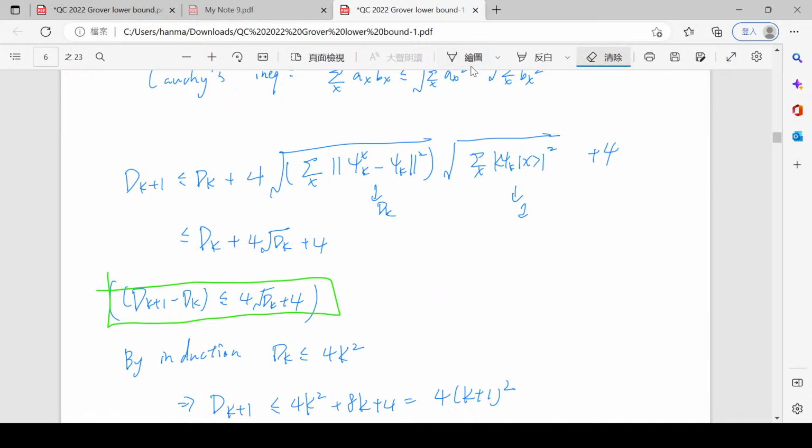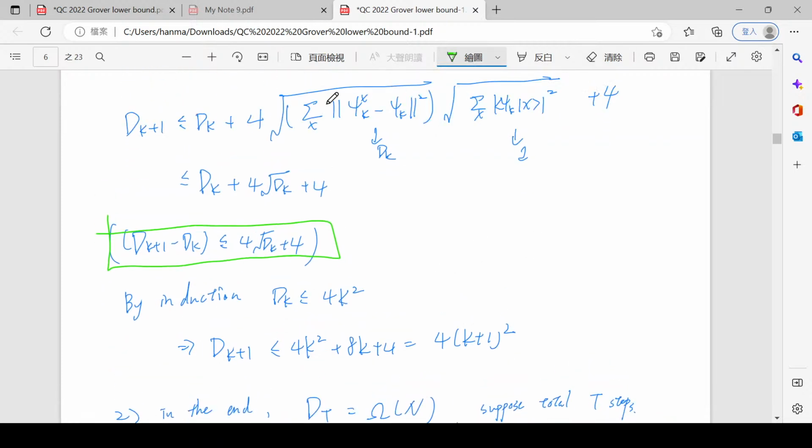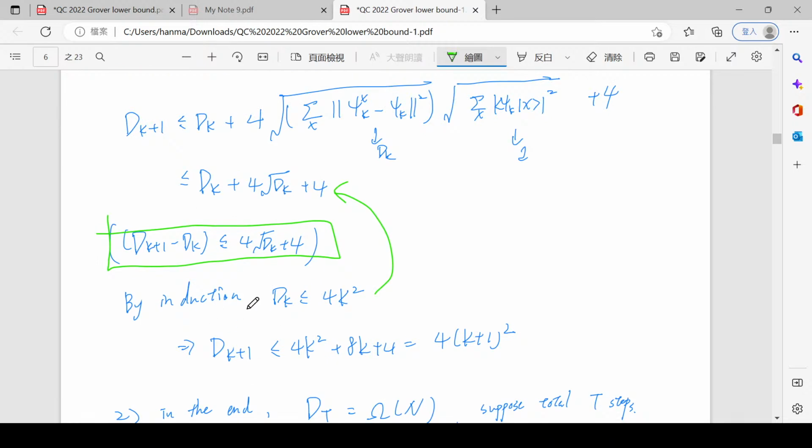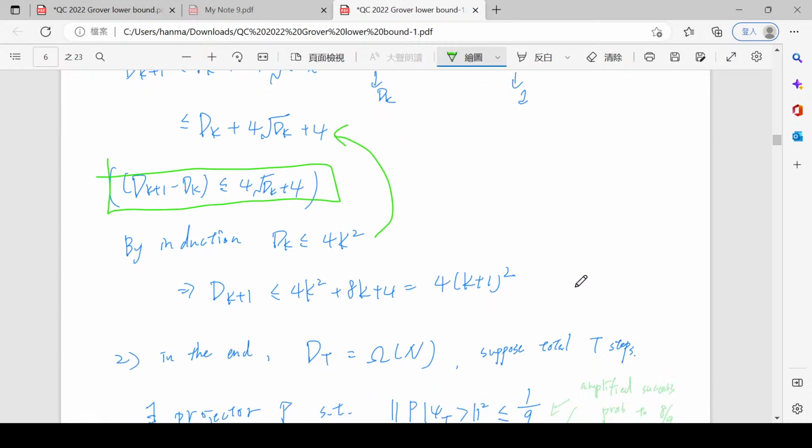So finally, we are going to use our induction step. The induction step says that our decay is less than k squared. Then we plug this back in here. So decay plus 1 is less than, because we set up all the numbers nicely, 4k squared, plus 4 square root decay is 8k, and you have another 4 here, so this is (4k plus 1) squared. Okay, so now this is the finishing of the induction.